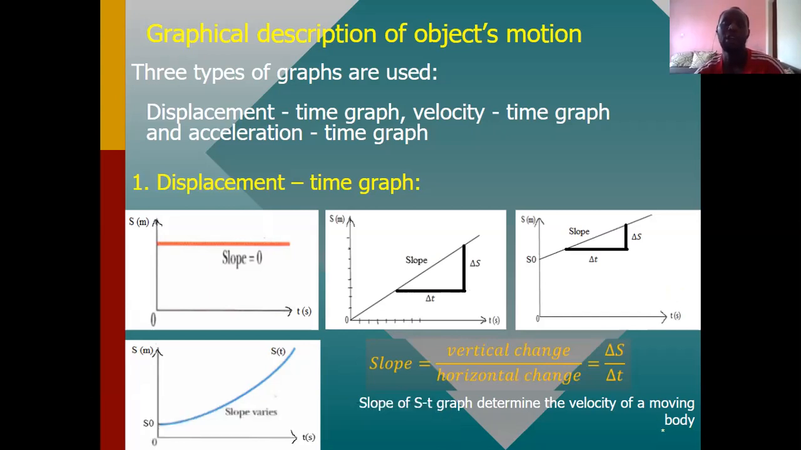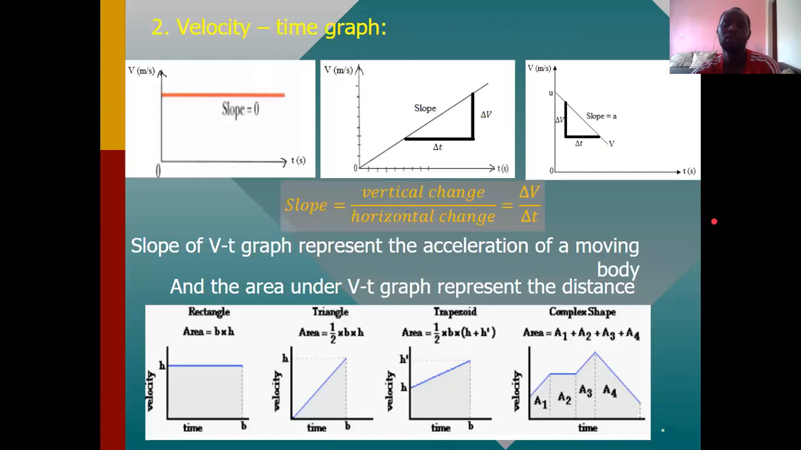Okay, now when you are given a graph like this, you can calculate the velocity of the object by calculating the slope of that graph. The second type of graph is the velocity time graph.